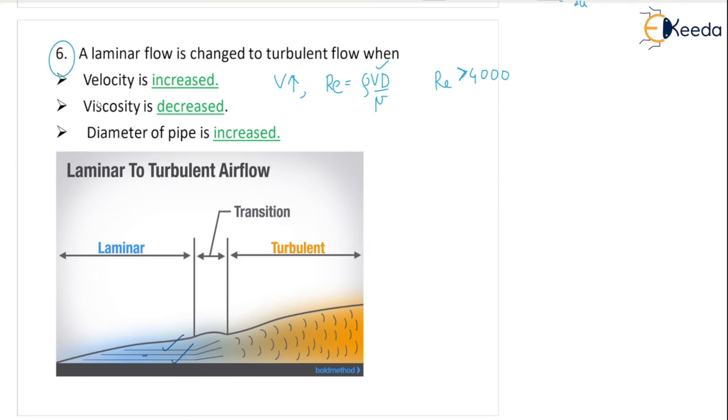correct? Viscosity is decreased. Viscosity means mu is decreased. If you are decreasing viscosity, that means you are decreasing the liquid resistance, liquid friction. Definitely then velocity will increase again. That will increase the Reynolds number, and again the flow will change from laminar to turbulent.